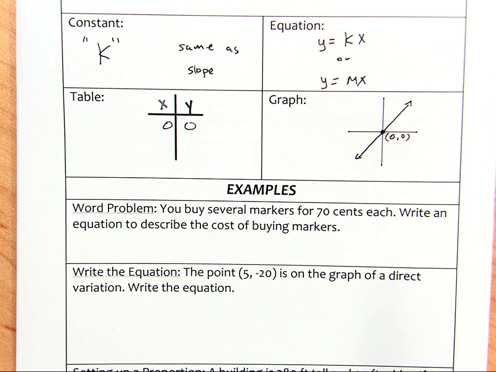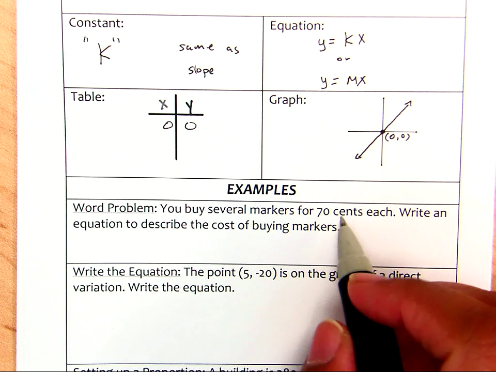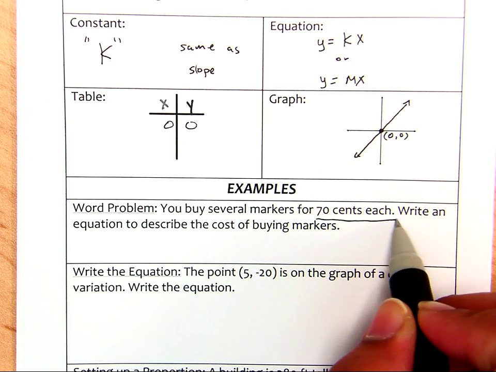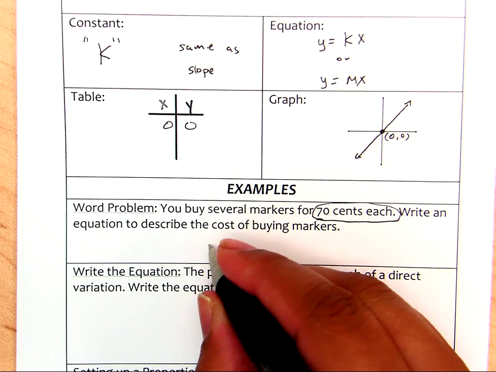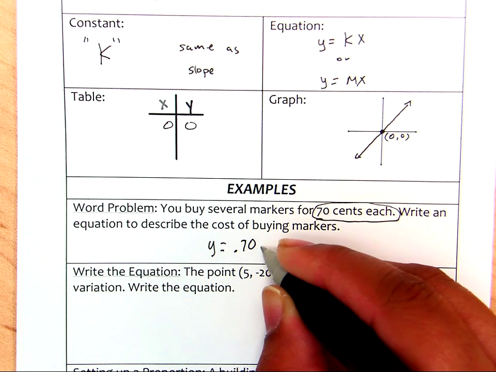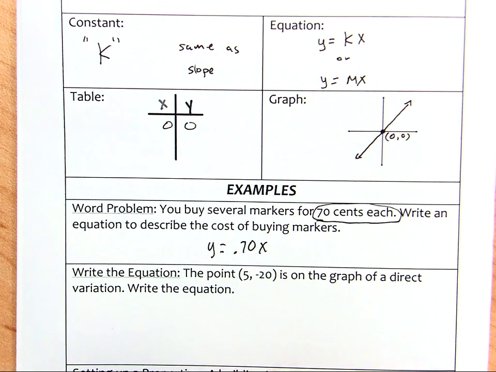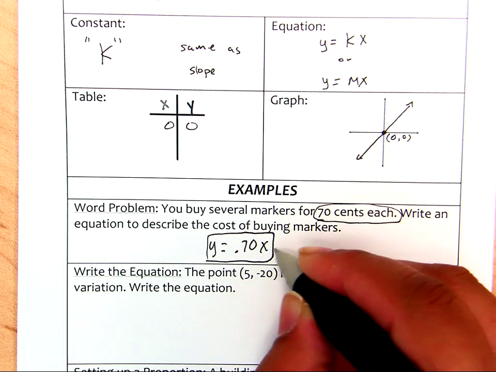So let's look at example 1, the word problem. You buy several markers for 70 cents each. Write an equation to describe the cost of buying markers. Okay, so you guys know that when you see the word each or per, that's where the slope goes. So here our equation would be y equals 0.70x. And that's it. If you'll notice on this one, our y-intercept is 0.